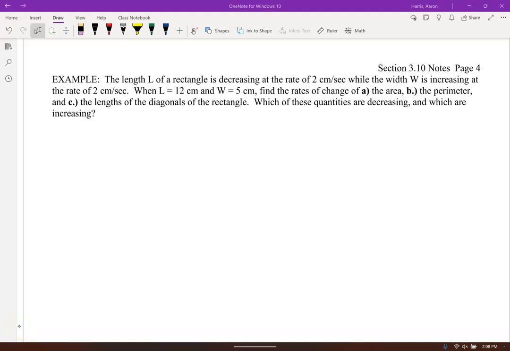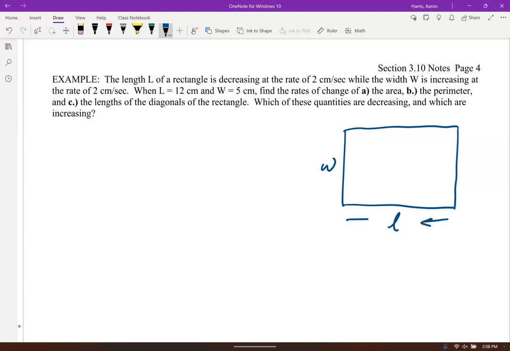All right, the length L of a rectangle is decreasing at the rate of 2 centimeters per second. So if you can imagine, you've got this rectangle, here's my length, here's my width. The length is decreasing, so they're given dL/dt, decreasing, make it negative, -2 centimeters per second because it's decreasing, right?